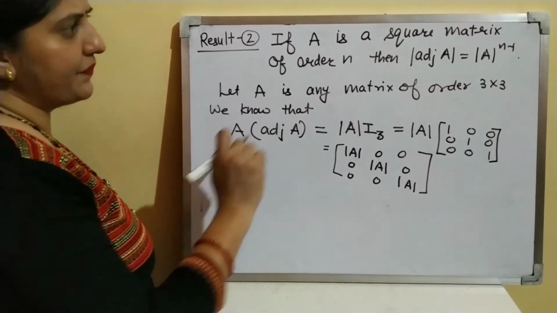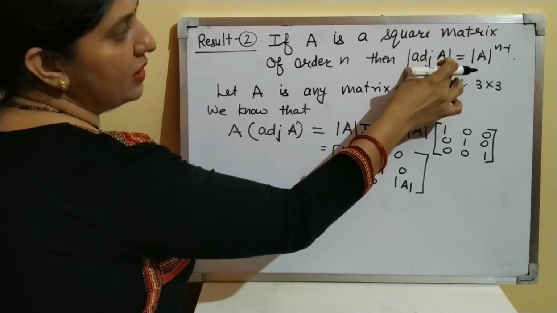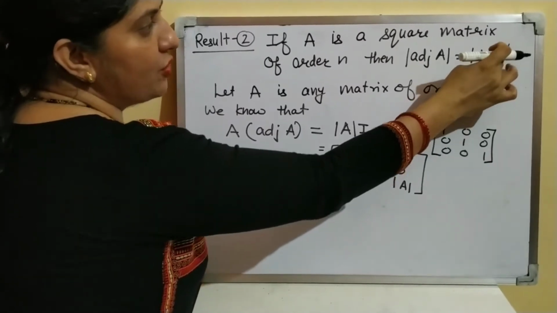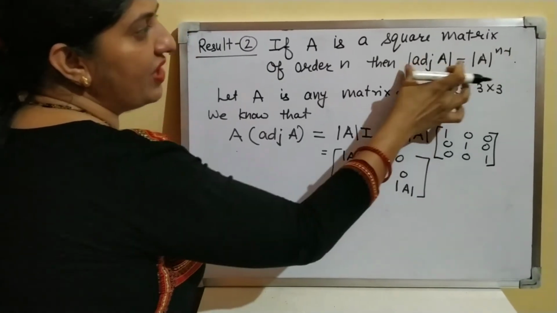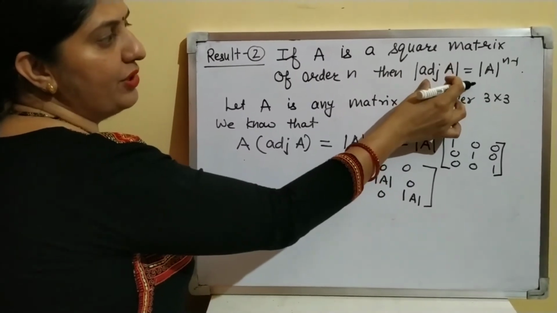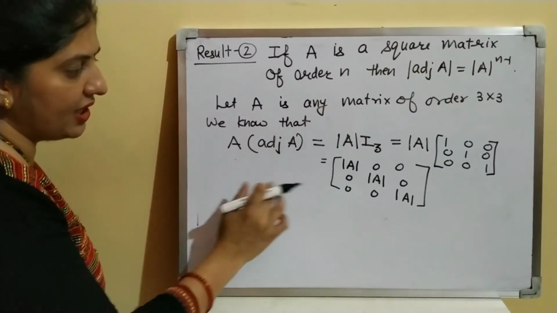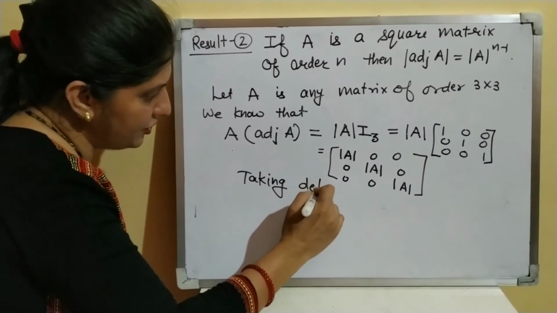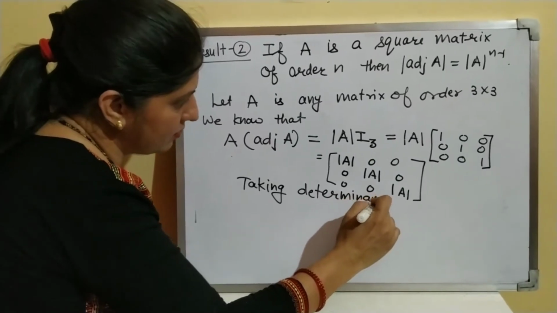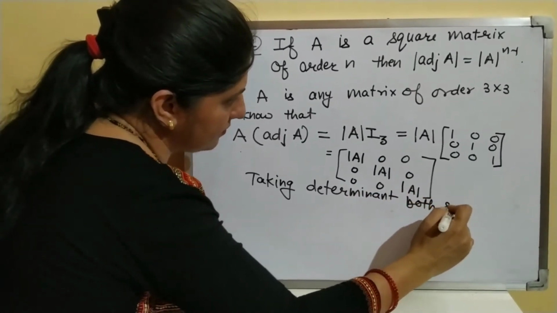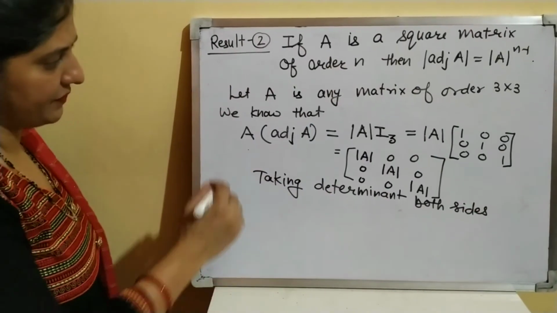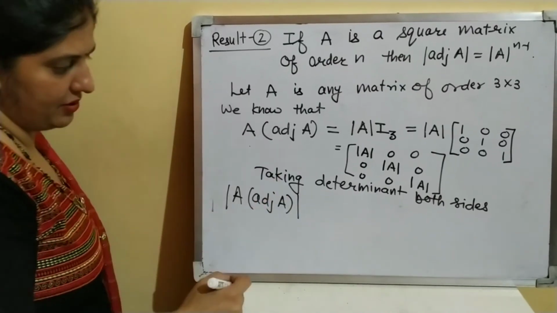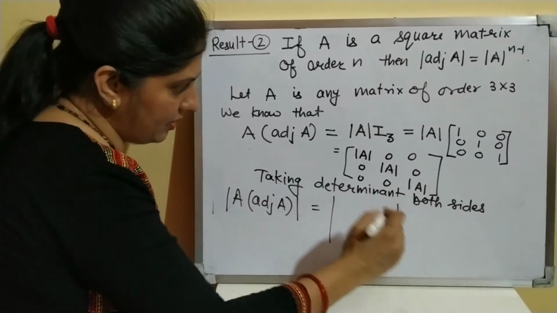Now see, we have to prove determinant of adjoint of A is equal to determinant of A to the power n minus 1. Means we have to calculate the determinant of adjoint of a matrix. So take determinant on both sides. A into adjoint of A as it is, take determinant. Here also take determinant.